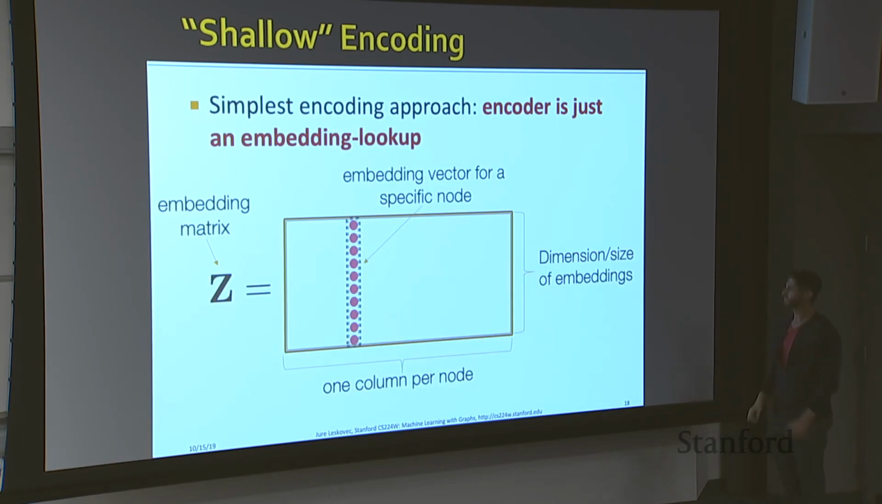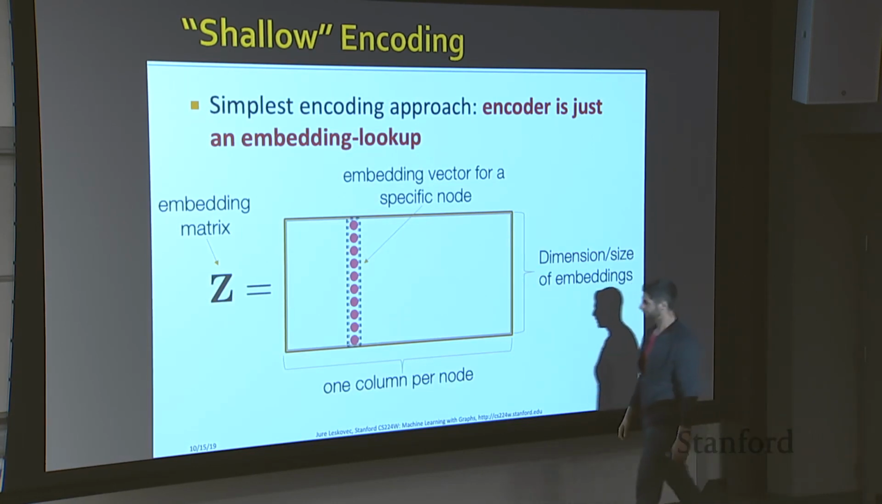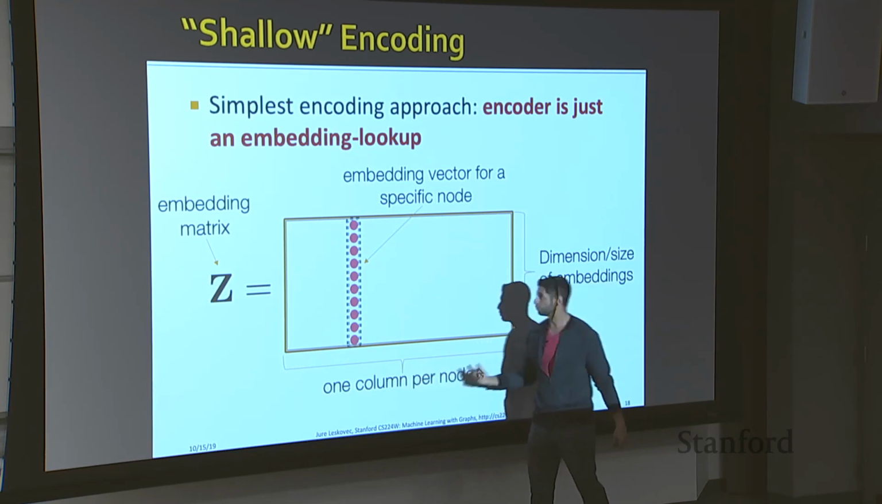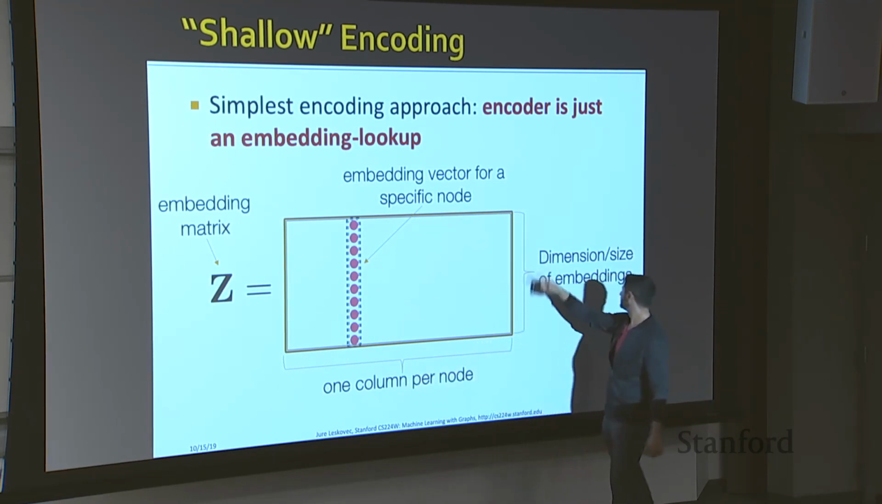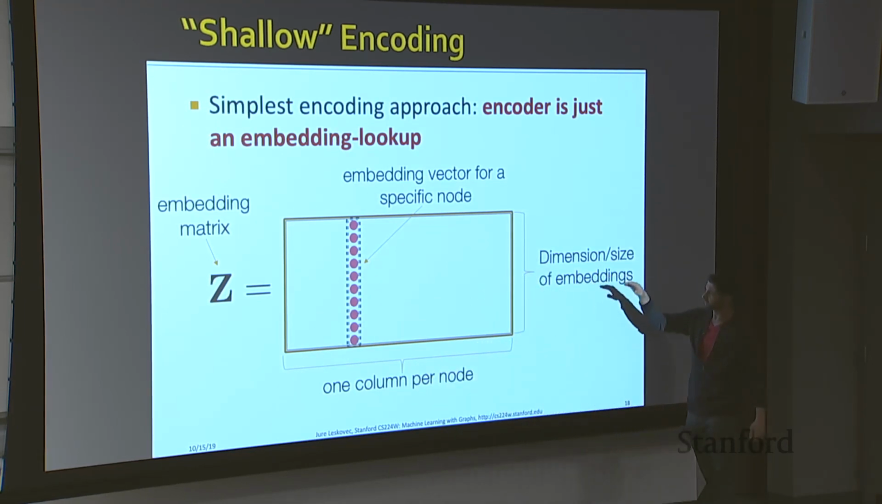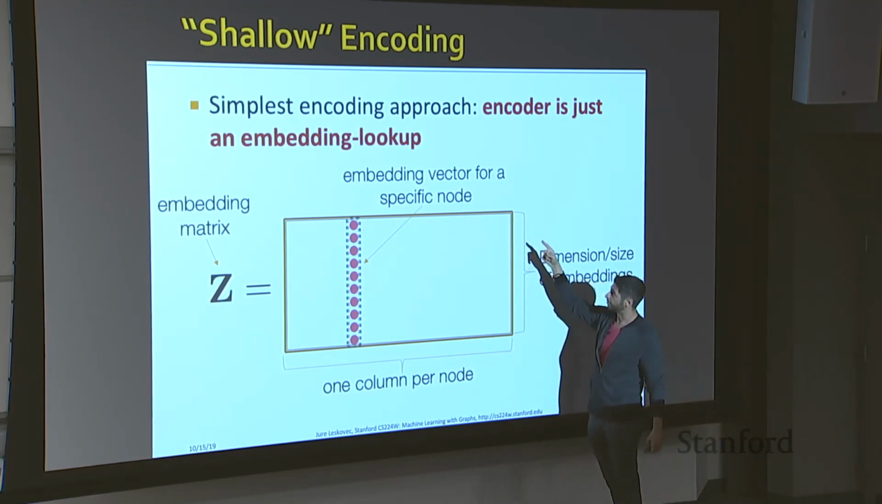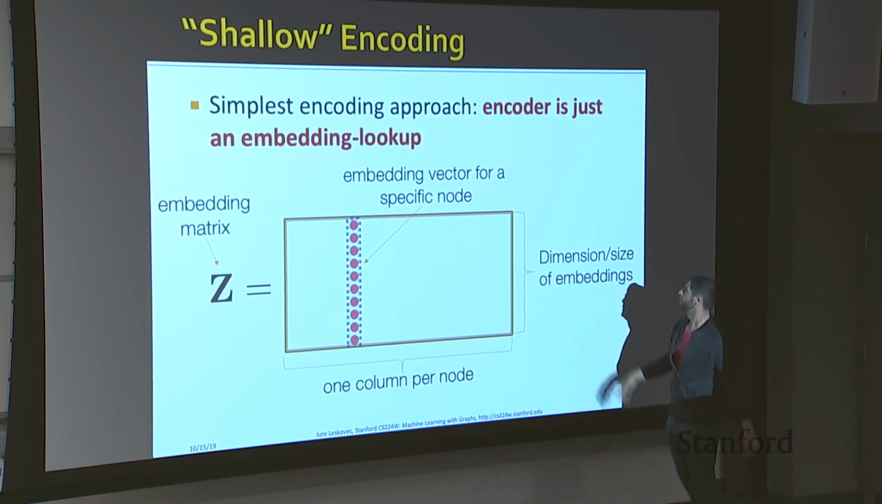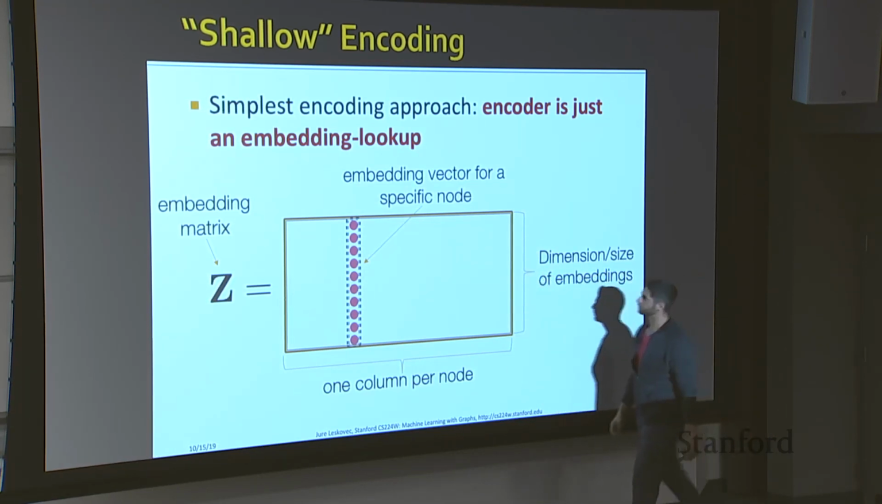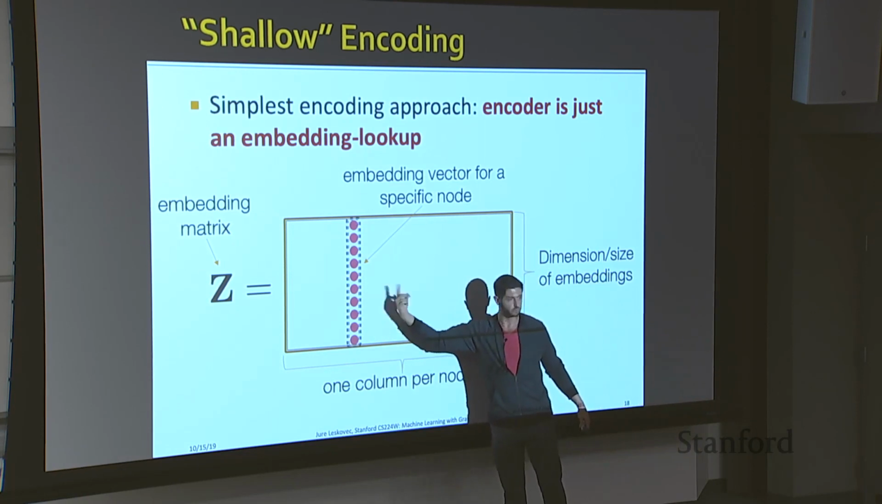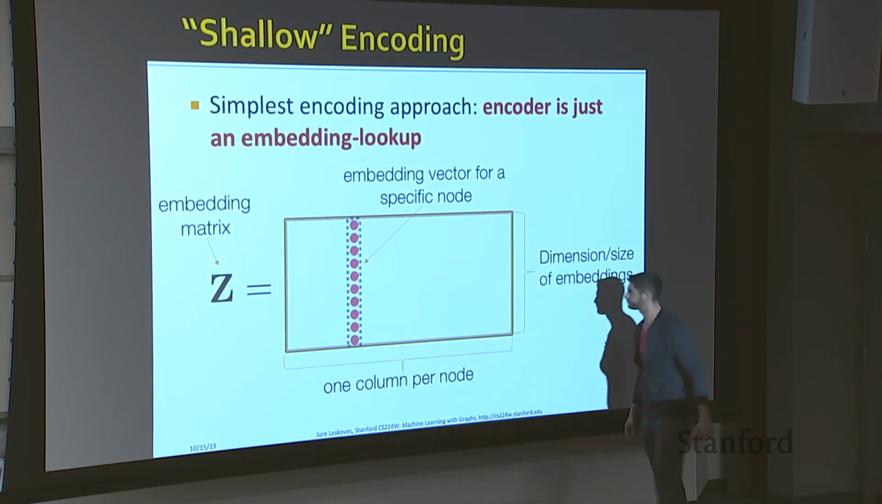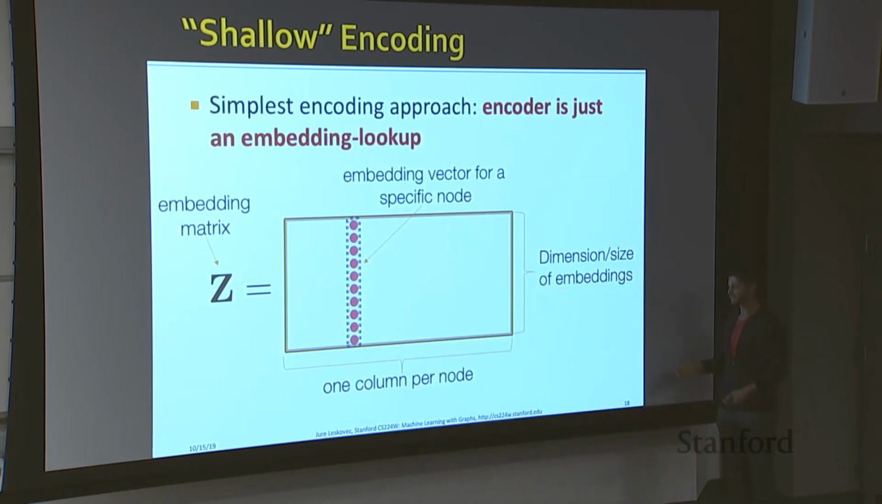Now, what does this look like? Our embedding matrix will have one column per node, and the number of rows will be exactly equal to the dimensionality of our embedding, okay? So each embedding vector will correspond to one of the nodes in our graph, okay? This is the class of embeddings that we're going to be seeing today, basically.